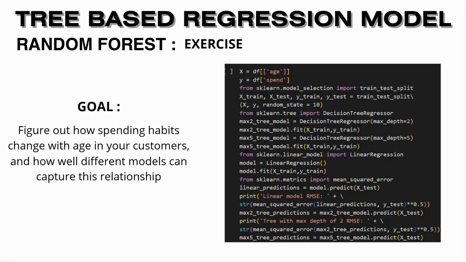In this exercise, we want to figure out how spending habits change with age in our customers, and how well different models capture this relationship. To realize this exercise, we imported different data from the book, including the customer's age, taste, train_test_split, pandas, RMSE, etc. After adding all the lines of code into Google Colab, we added the decision tree regressor and chose the depth of our tree. What are the results of the coding?